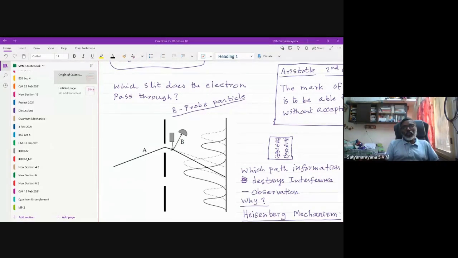So if I see a scattering, then I know that it has come through slit 1. If I don't see a scattering, I know that it has gone through slit 2. So for every electron, I can do this experiment, right? So there is no other interaction I am at this moment assuming.